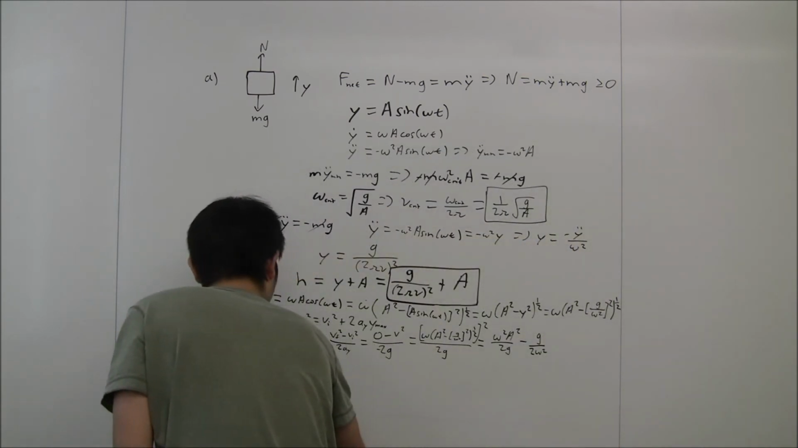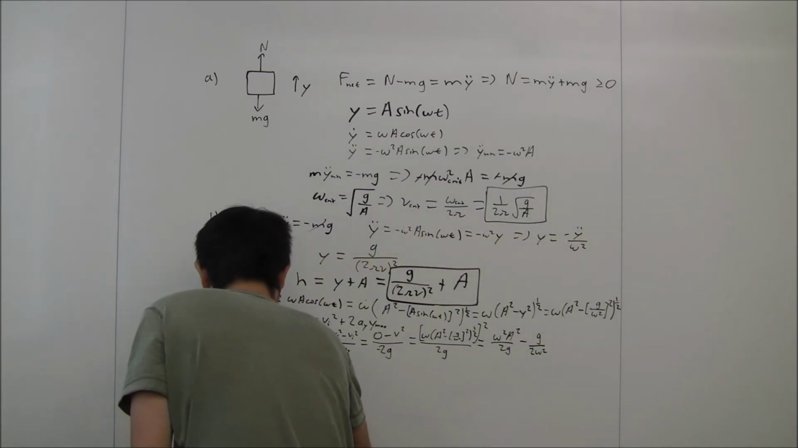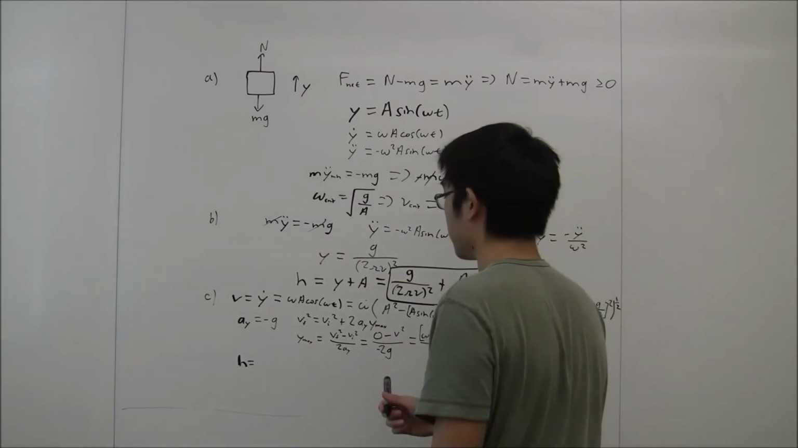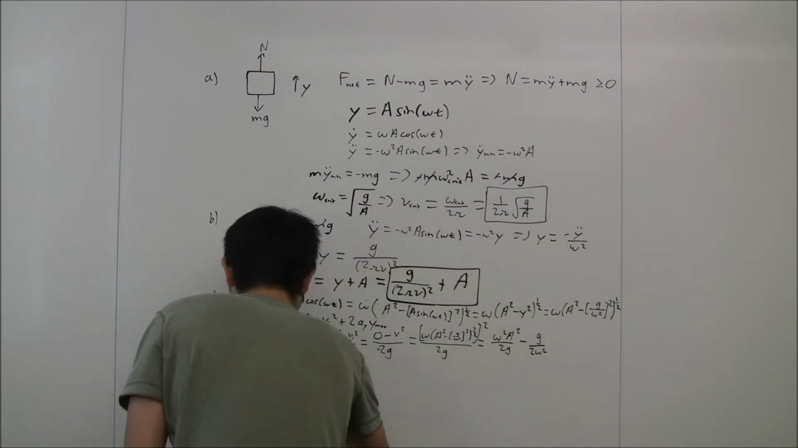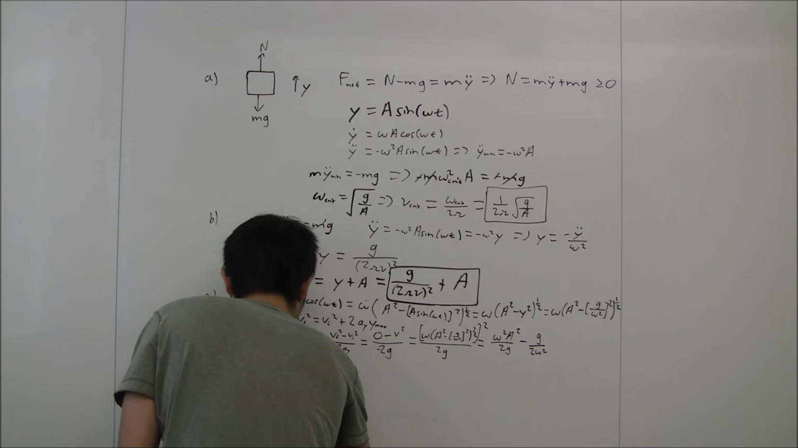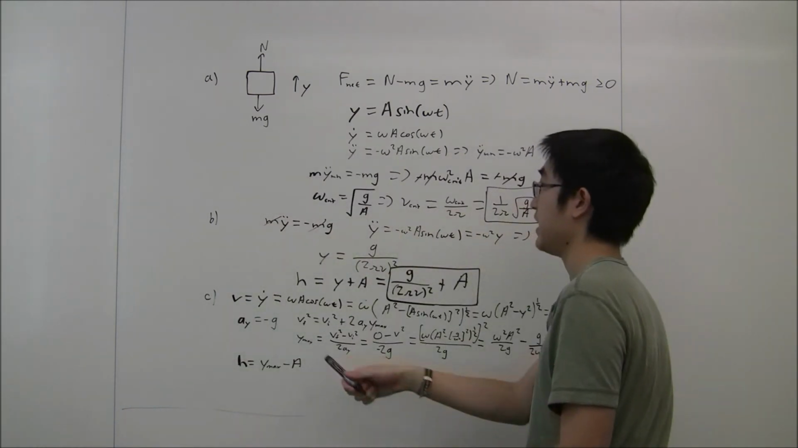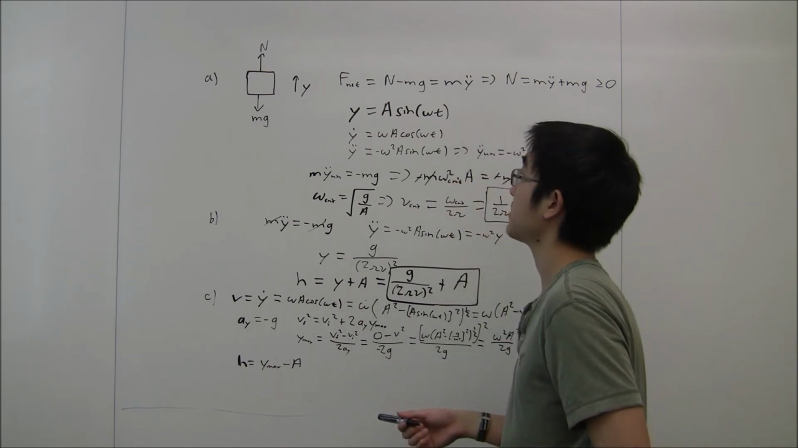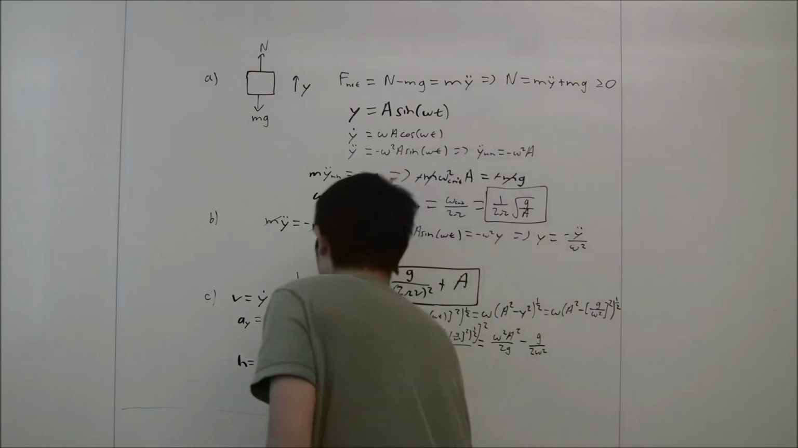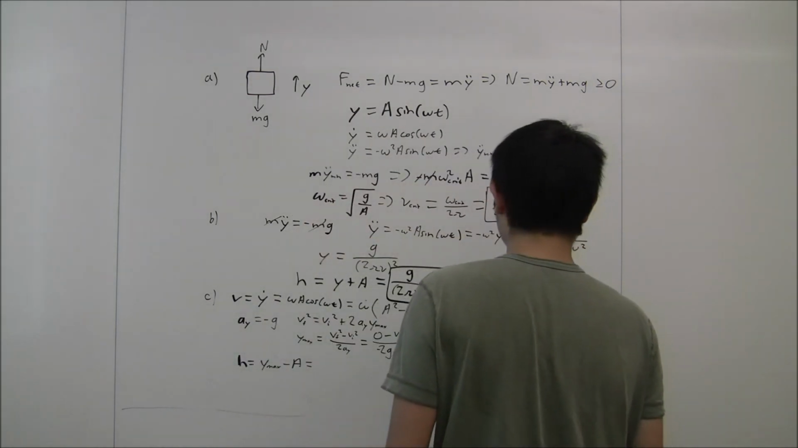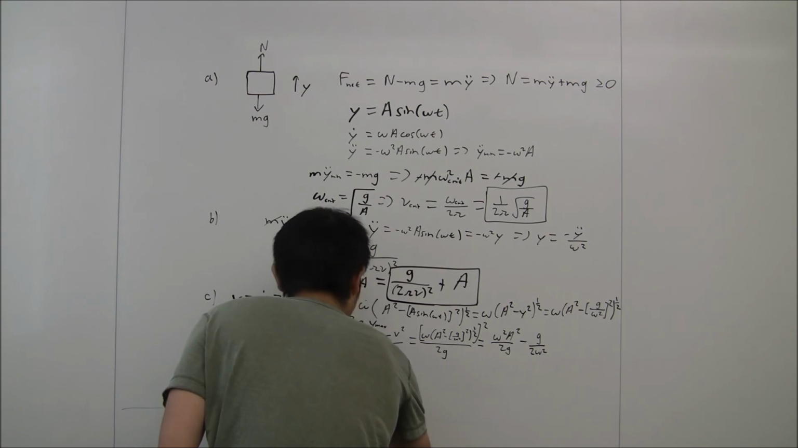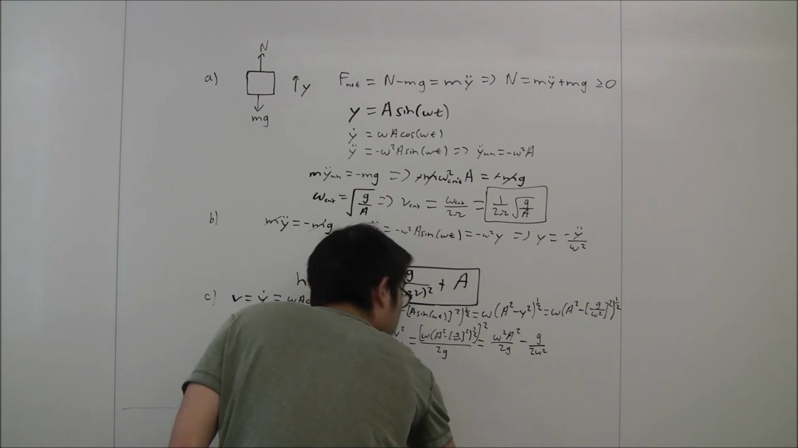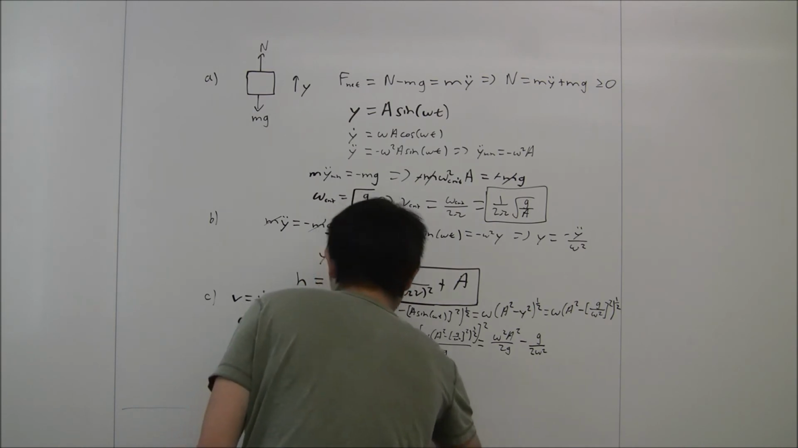So the total height that the block will travel compared to the highest point reached by the platform is going to be y max minus a, since a is the amplitude of the motion of the platform, which means that the highest point reached by the platform is a. So this means that h is equal to omega squared a squared over 2g minus g over 2 omega squared minus a.